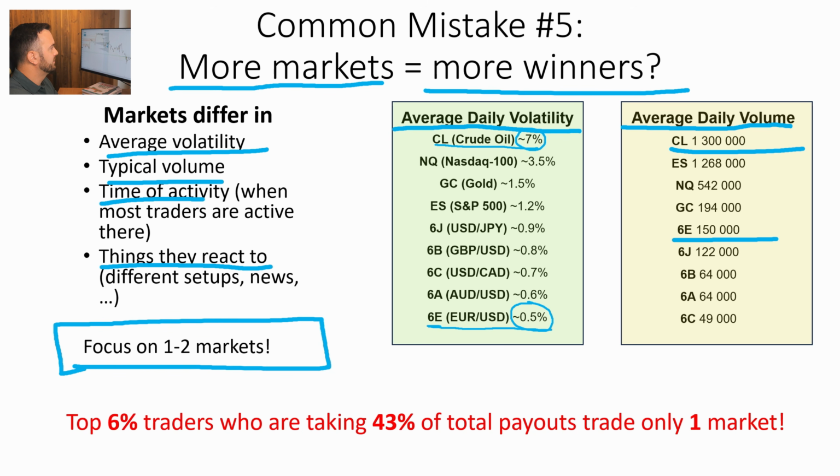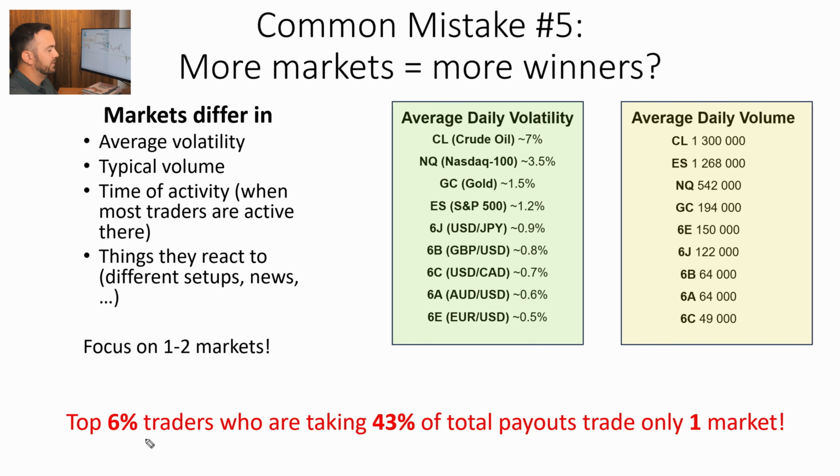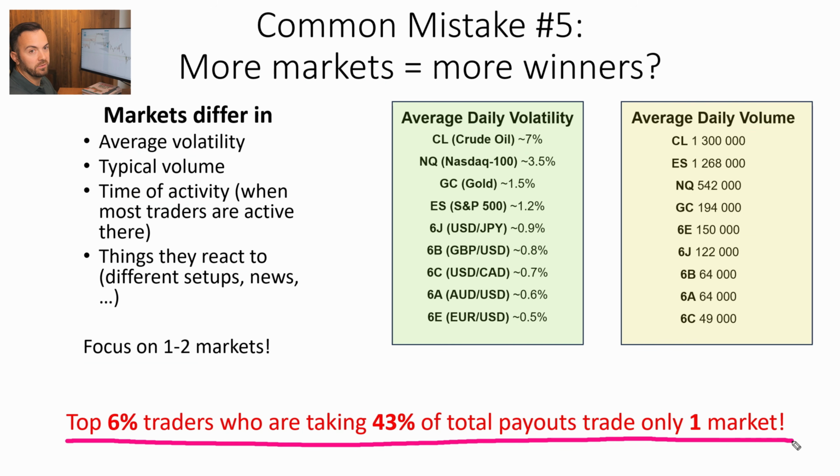And one very, very interesting fact here is this one. There was a survey that one of the top prop firms made, and it said that the top 6% of traders, who are taking 43% of total payouts, trade only 1 market. This is insane, isn't it? I'll read it again. The top 6% of traders, the best traders, are taking 43% of all the payouts. Just a couple of traders, just 6% of traders. And those top traders are trading just 1 market. So learn from them, right?